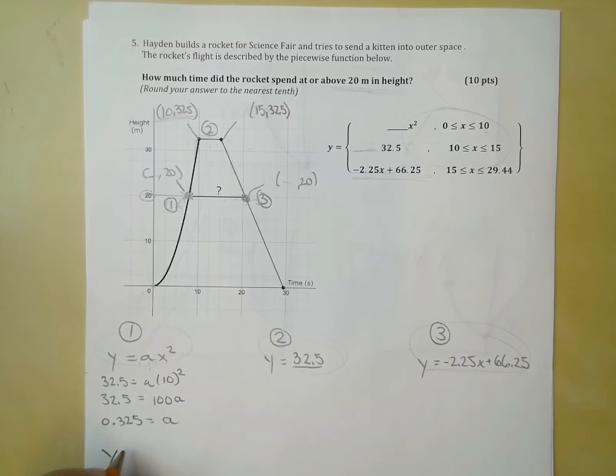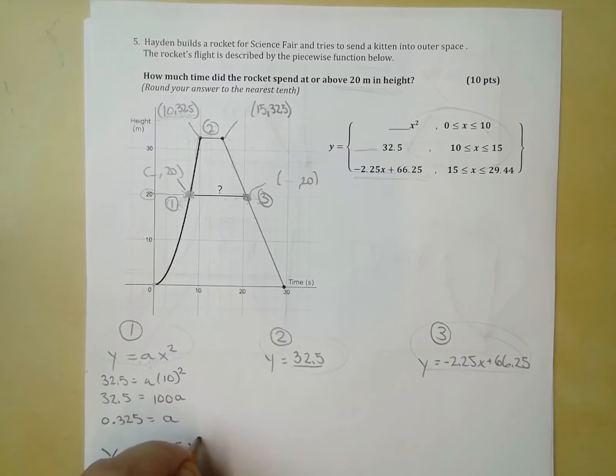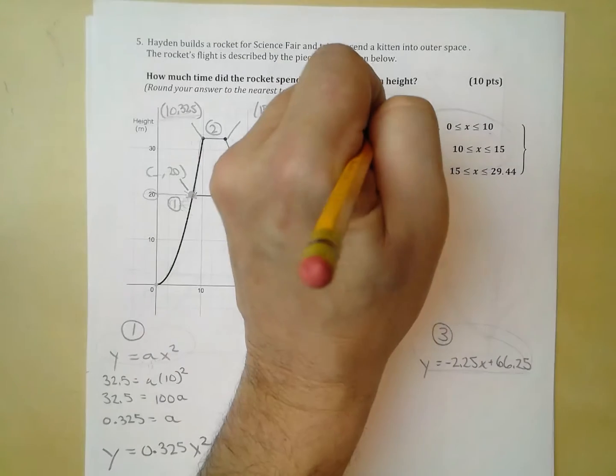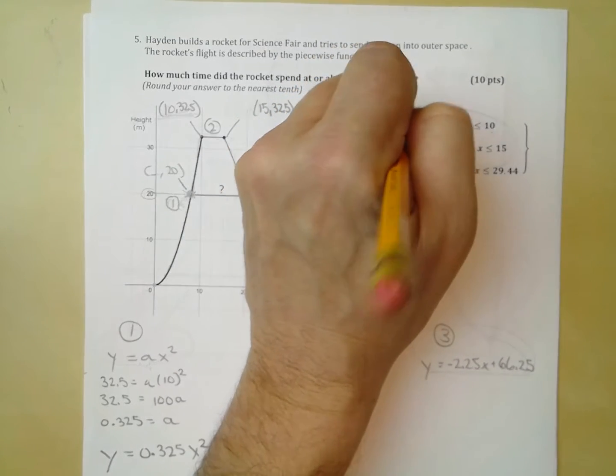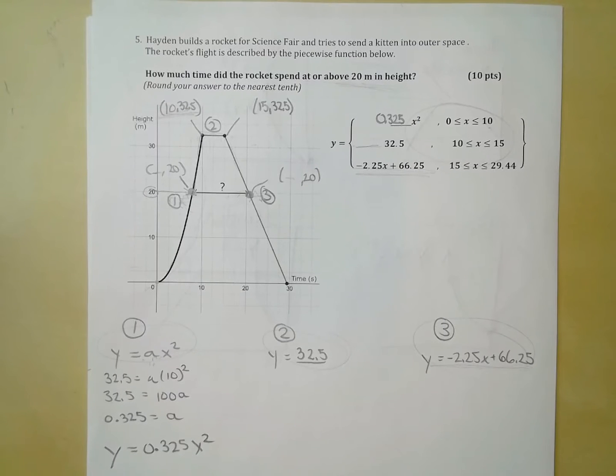So the first rule is y is equal to 0.325x squared. So everything is complete in terms of the graph itself now. We have all the information. So now comes the interesting part. It's the question about the 20s for the y.